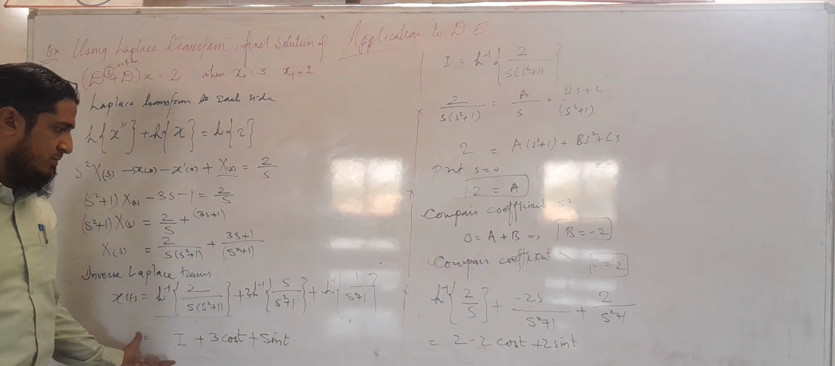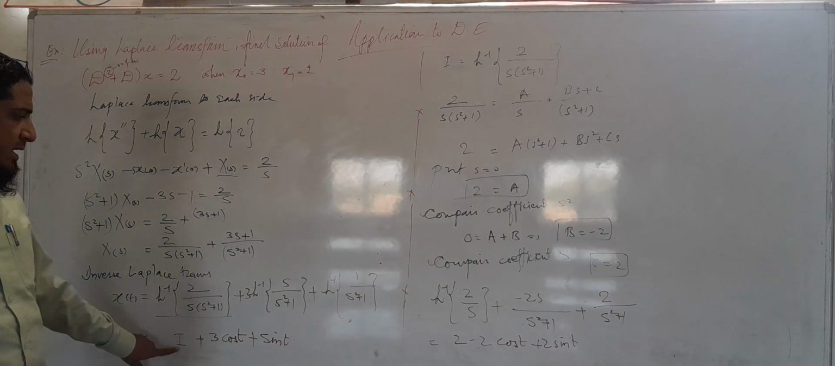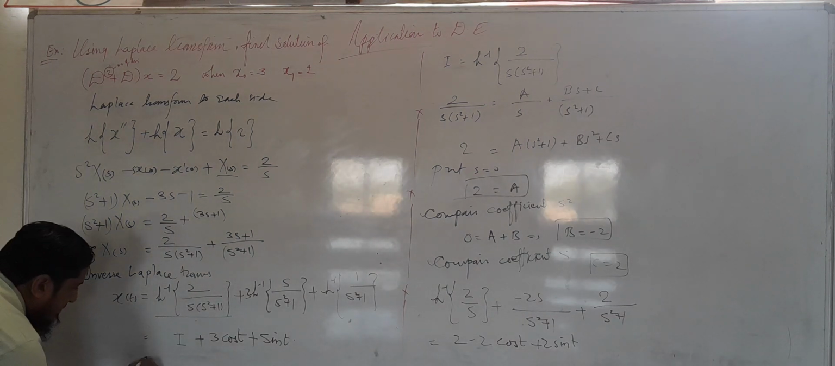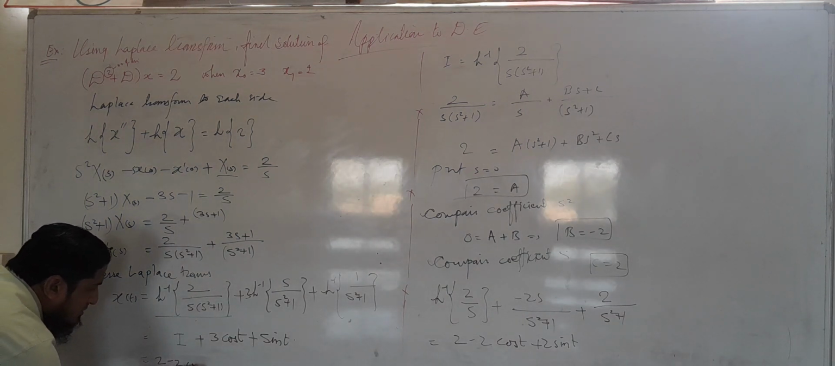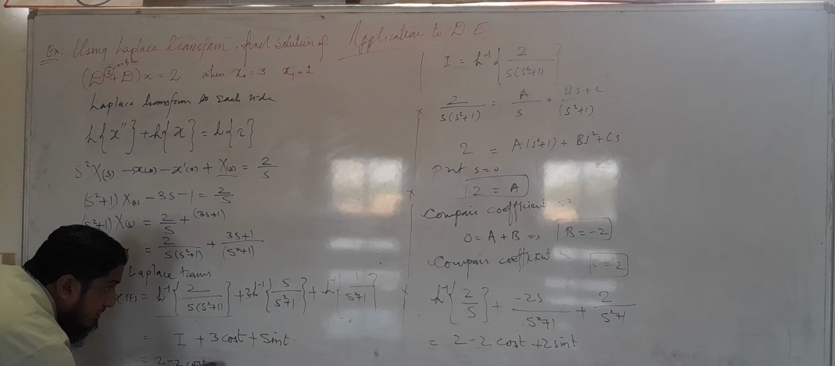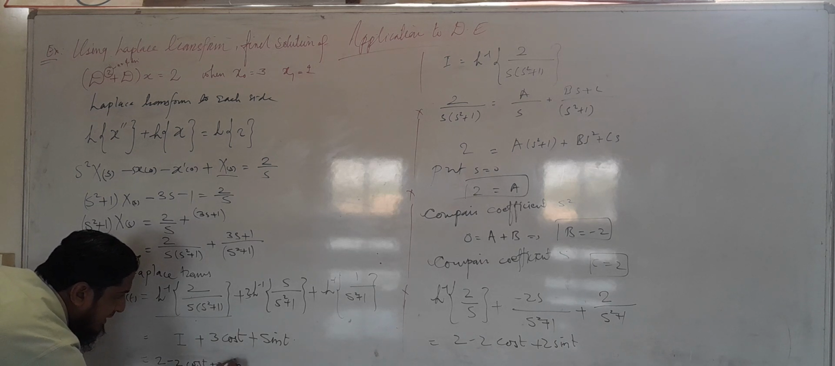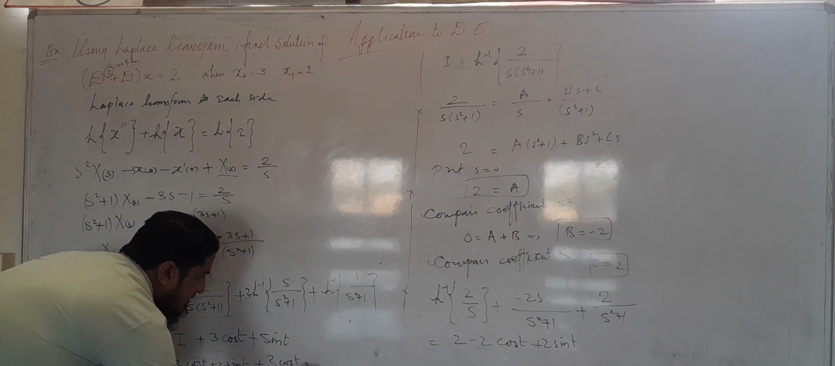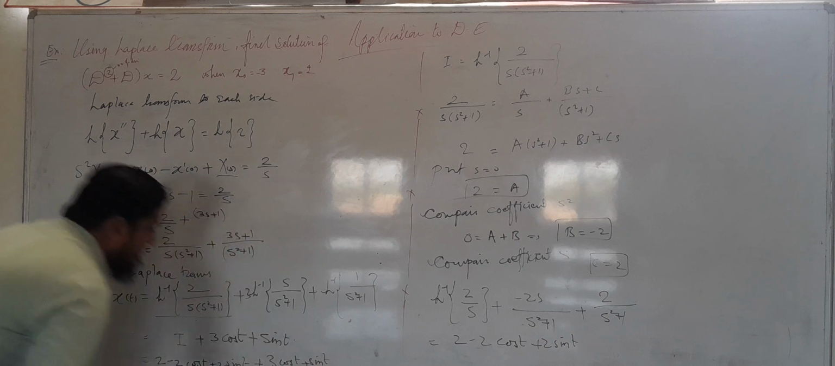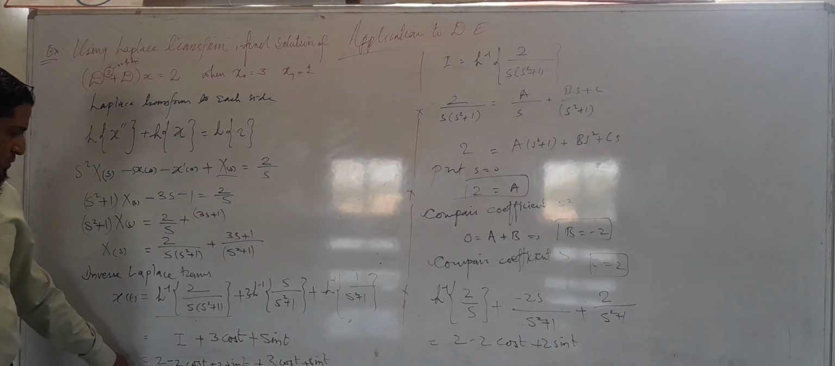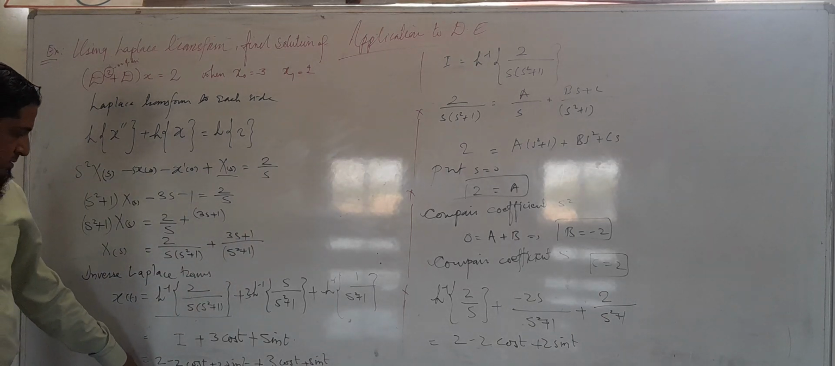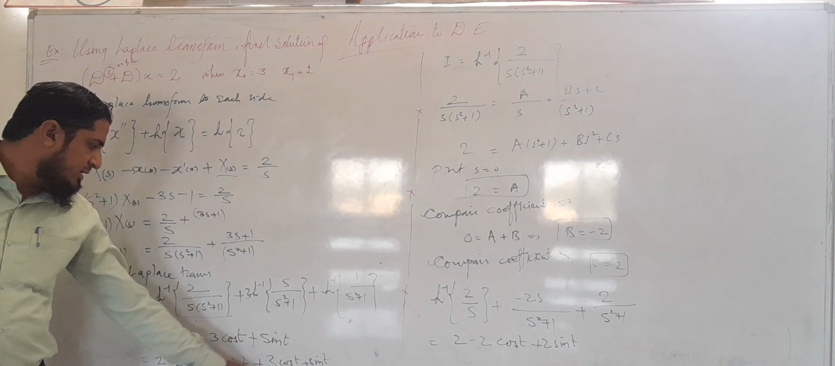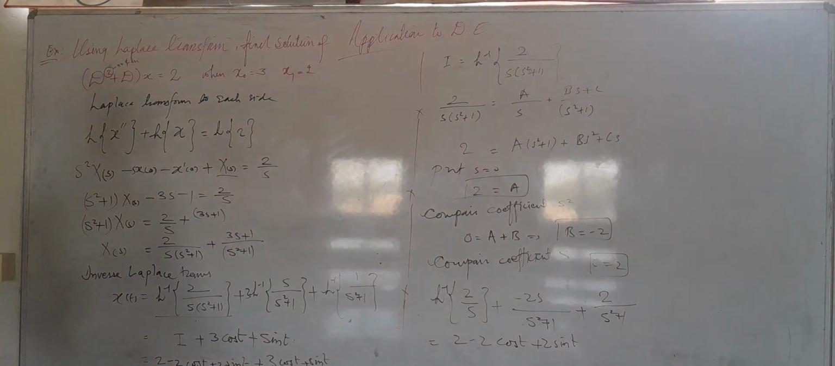Now putting this value here, we will get 2 minus 2 cos t plus 3 cos t plus sin t, and which will give us 2 plus cos t plus sin t, and it is the required result for this example.